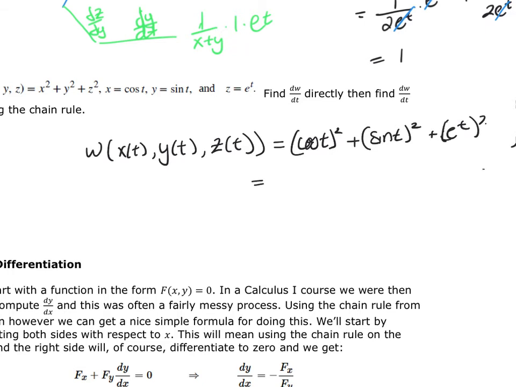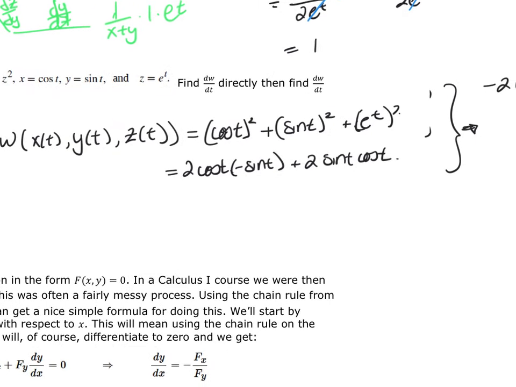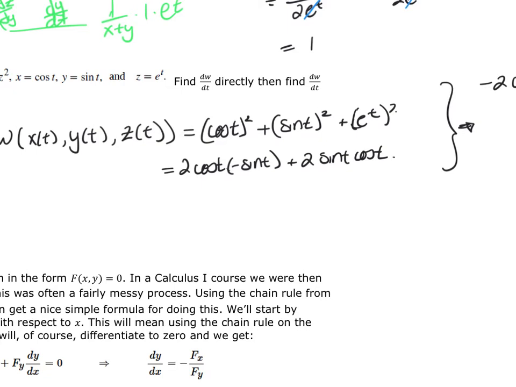Using our usual chain rule, this is going to be 2 cosine of t, dropping a power, multiplied by the negative sine of t. Plus 2, dropping a power, the sine of t, multiplied by the cosine of t. And then, of course, that is going to be e to the 2t. So that is just going to be 2e to the 2t. And as before, these two cancel themselves out, and I'm still left with 2e to the 2t.